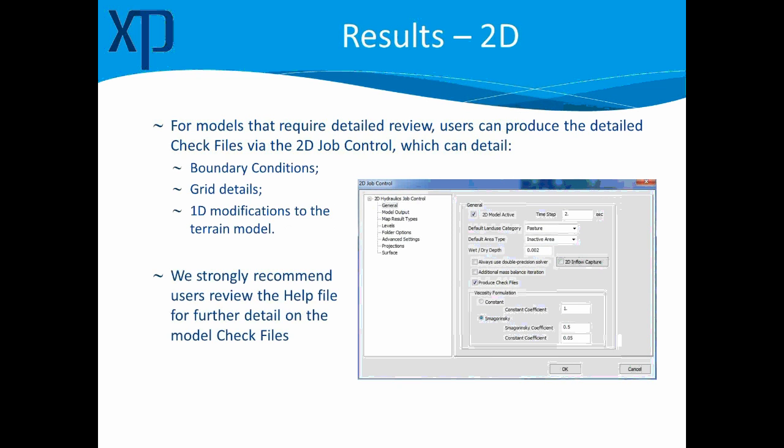For models that do require some more detailed review, users can produce check files, and they're under the 2D job control in that first general pane. The check files can detail boundary condition information, summary information on the 2D grid itself, and also 1D modifications to the terrain. We do strongly recommend that our users do review the help file, which does summarise more detailed information on the check files for both the 1D and 2D elements.